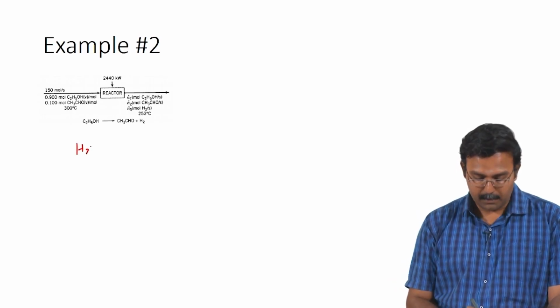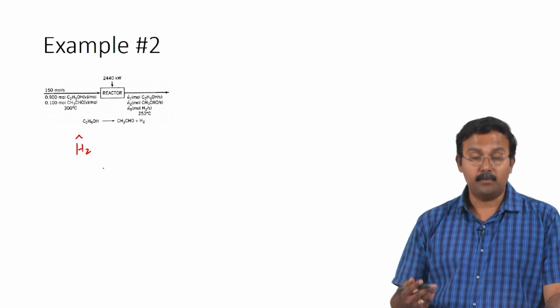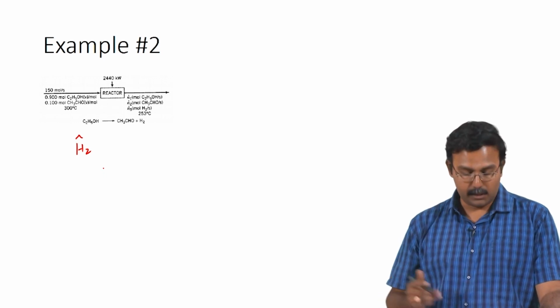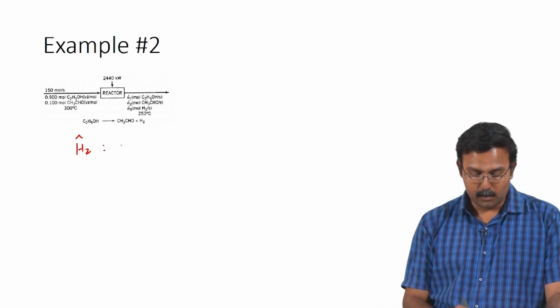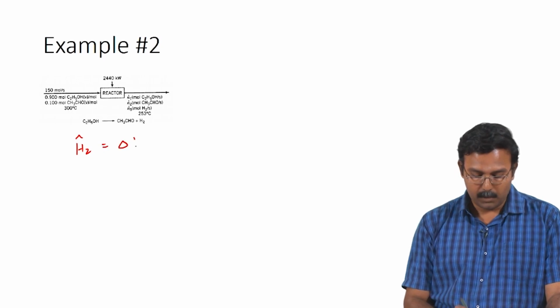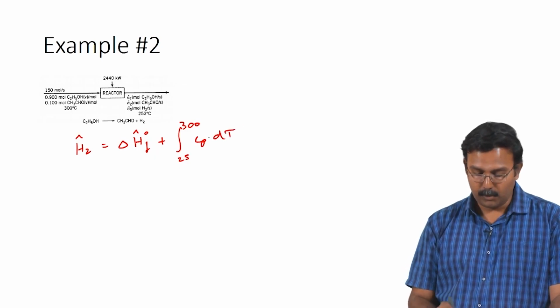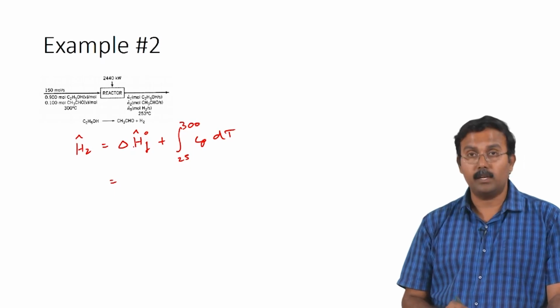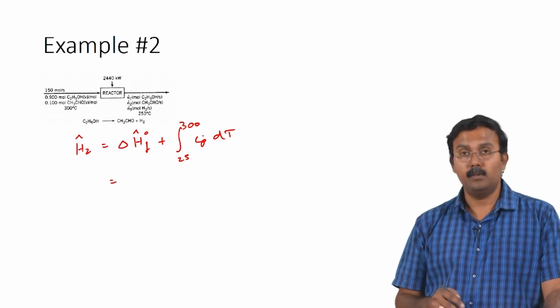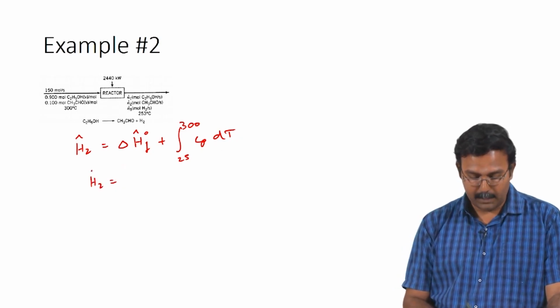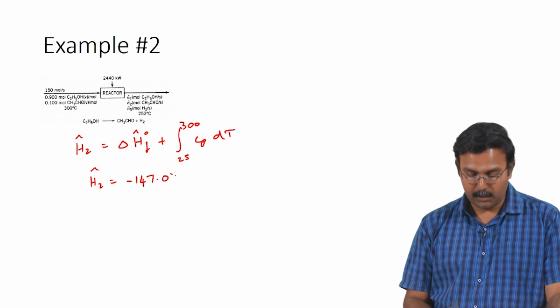So, H2 cap again is the process of formation of acetaldehyde from carbon, hydrogen and oxygen and then heating it from 25 degrees Celsius to 300 degrees Celsius. So, you would have H2 cap equal to the standard heat of formation of acetaldehyde plus integral 25 to 300 Cp of acetaldehyde dT. So, using this equation and finding the values for heat of formation and the Cp value for acetaldehyde vapor, you would be able to substitute them and get the value of H2 cap as minus 147.07.